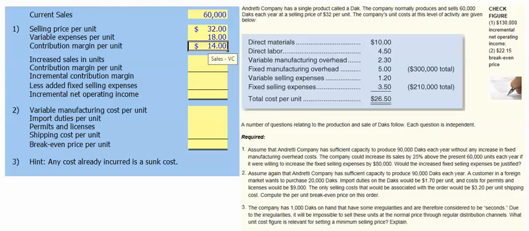If we were to increase sales by 25%, this would be an increase of 15,000 units. That's our current sales of 60,000 units times 25%. Since we have a contribution margin of $14 per unit, this would lead to an increase in our total contribution margin of $210,000. That's 15,000 units times $14 per unit.